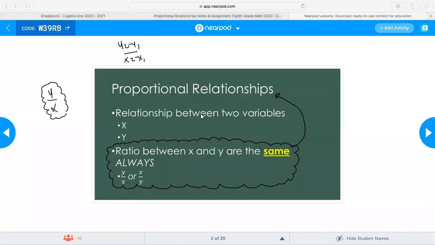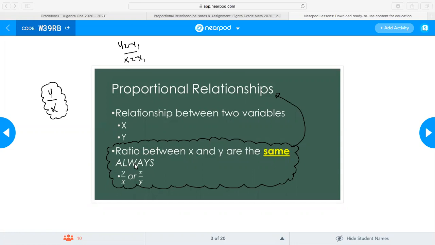Hey guys, so we're talking about proportional relationships today. We got started a little bit on the Nearpod, but what we were doing is defining what a proportional relationship is. So when we're talking about proportional relationships, we're talking about the relationship between two variables. So the ratio between these two variables, and for this instance, x and y, are the same always.